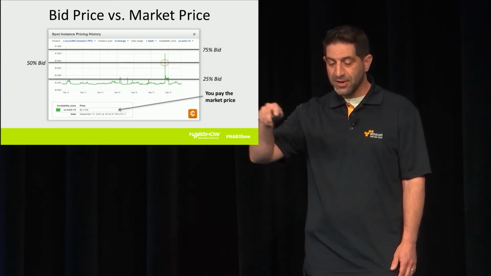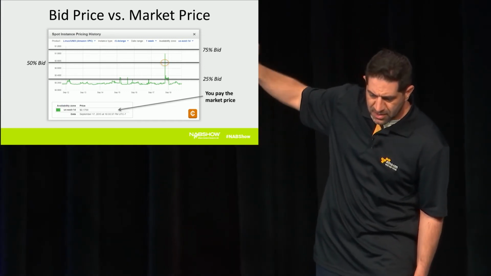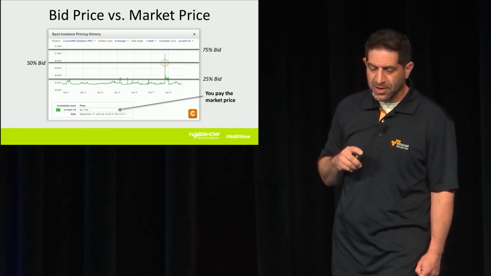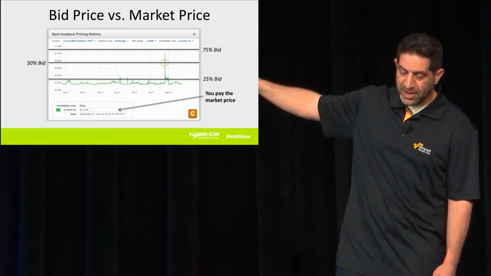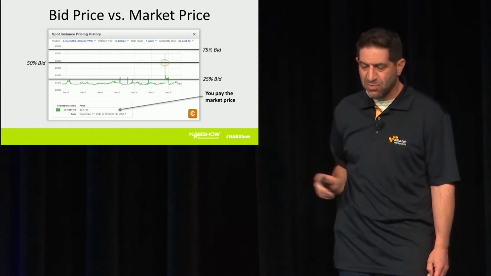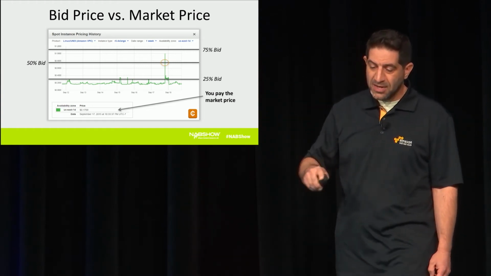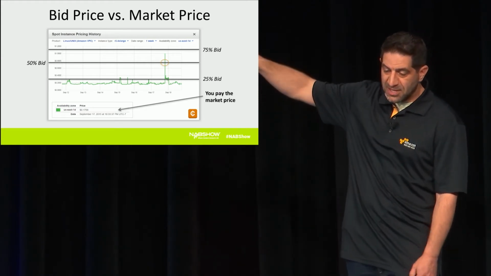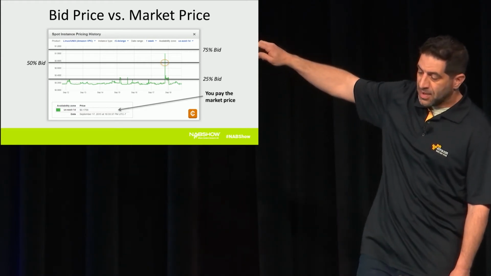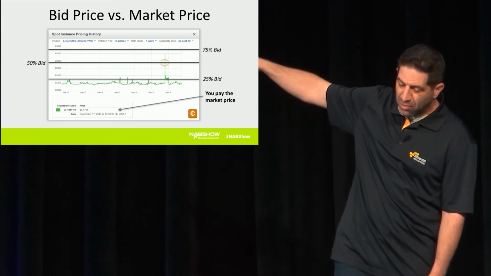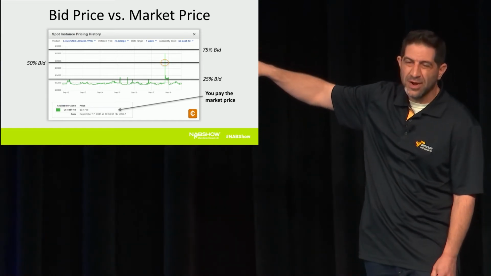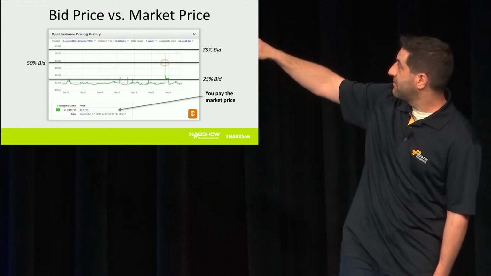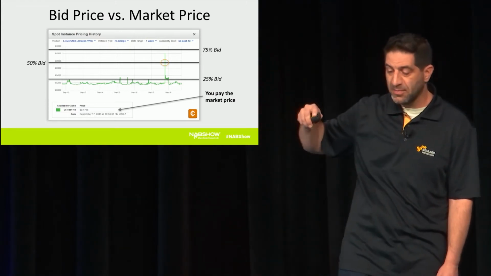So let's take a look at this. I have an example here of, looks like in US East 1D, an R3 4 extra large. The current market price is just under 18 cents per hour. If I had bid 25% of the on-demand price, you can see that green line there is showing market price. You can see that I probably would have experienced roughly 4 interruptions over that 1 week period of time if I had bid 25% of the on-demand price.